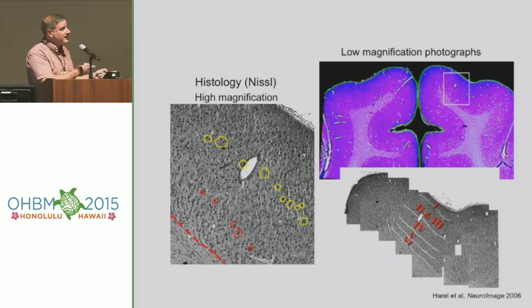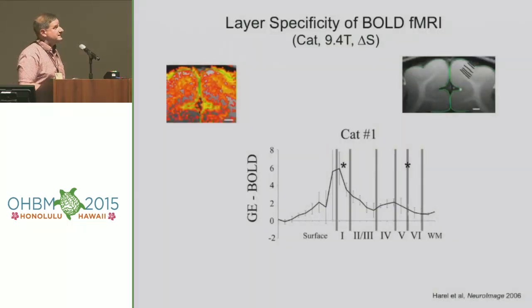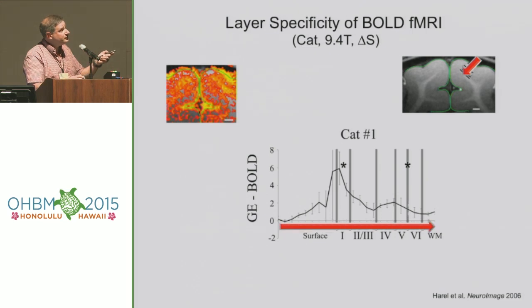And then we can go back and reconstruct these areas, but now we know exactly where the borders of the layers are, based on the anatomical definition for each of these slices. So once again, we have the fMRI map, we have the anatomical data, and then we plot the BOLD signal change as a function of distance, from the surface down to the white matter. And what we see, even at 9.4, is that the strongest signal is coming from the surface area.